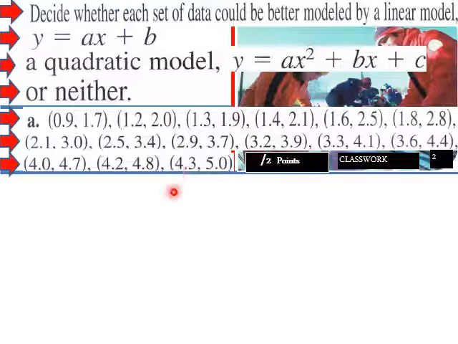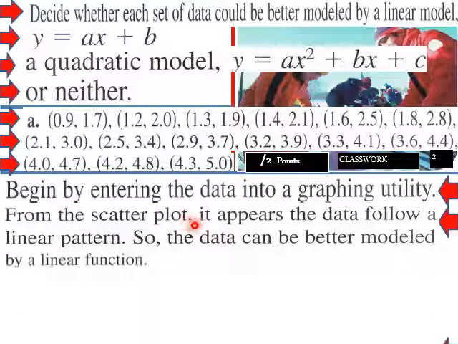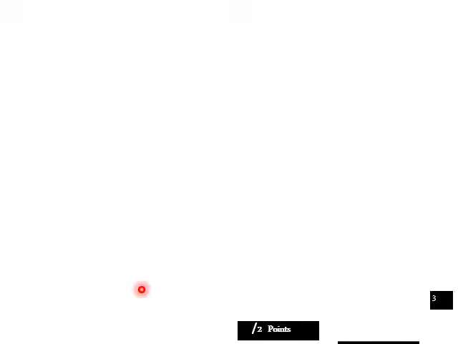And it continues down here. So you have about, I don't know, what does it look like, 2, 4, 6, 12, 15 sets of points here. Begin by entering the data into a graphing utility, and then this is what it would look like once you plot this within a scatter plot. So it looks like it would be a linear function, doesn't it? From the scatter plot, it appears the data follow a linear pattern, so the data can be better modeled by a linear function.